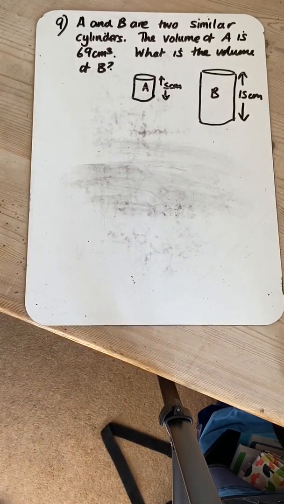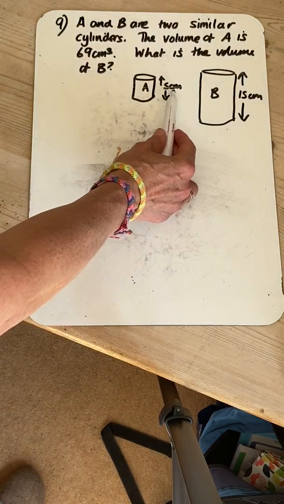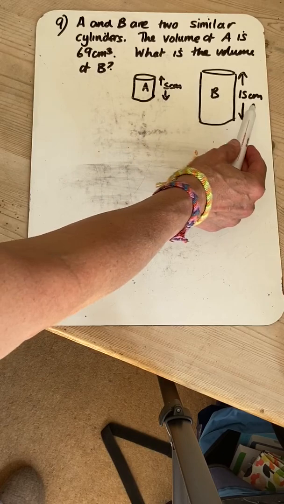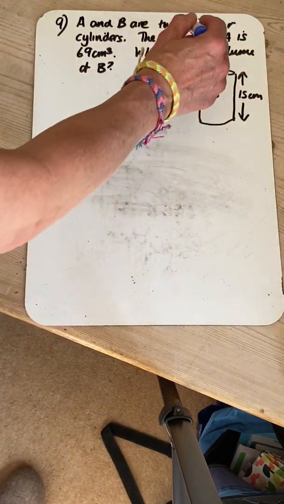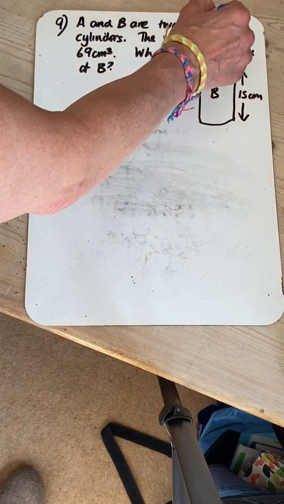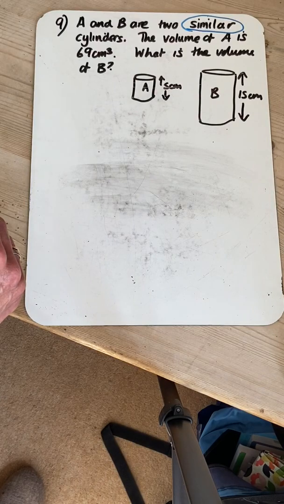There you go. Right. So A and B, in this case, are two similar cylinders. The volume of A is 69 centimetres cubed. What is the volume of B? Now, they don't tell you in the text any other measurements, but on these two shapes, we are told their heights. We are also told again that they are similar shapes, okay?